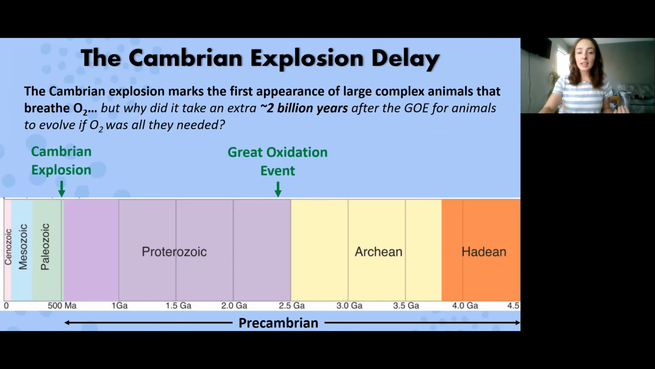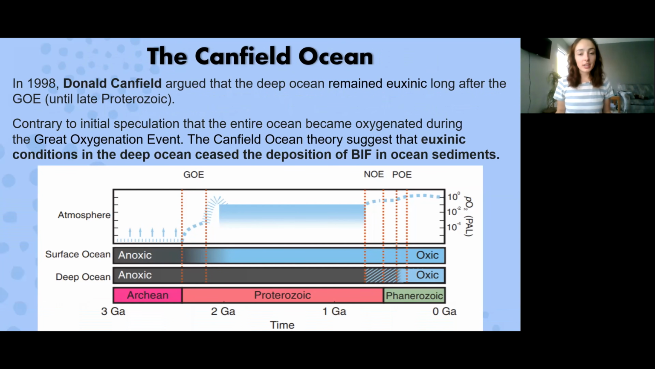However, more recently, it has been proposed by a wonderful scientist, Don Canfield, that the ocean remained euxinic, or anoxic and sulfidic, at least in its deeper parts, long after the GOE, not until the late Proterozoic, so before the Cambrian explosion. So this was an almost 1.5 to 2 billion year period where after the GOE, the deep ocean was still anoxic, and the surface ocean, as well as the atmosphere, weren't nearly as oxygenated as everyone had previously thought. It had only increased the oxygen content of the atmosphere to about 10% of the atmospheric oxygen on Earth today.